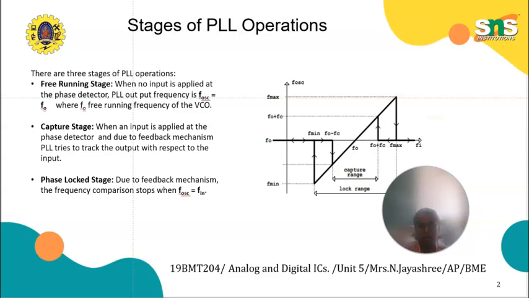At last, the phase locked stage: due to the feedback mechanism, the frequency comparison stops when the oscillator frequency is equal to the input frequency. These are the stages of PLL operation, and the graph indicates the stages of PLL operation: the free running stage, capture range, capture stage and phase locked stage.